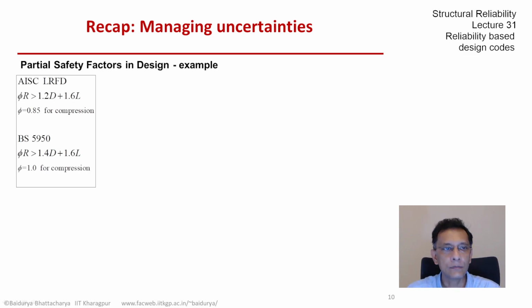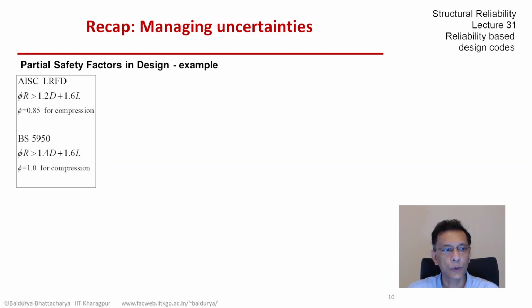We have 3 sets of examples here. This is from the AISC LRFD standard that I mentioned in the previous slide. You see that the factored strength, phi times R, has to be at least as great as the combined load effect of 1.2 times the nominal dead load and 1.6 times the nominal live load. Now, this is just one such equation. There are quite a few of them depending on the failure mode and the load combination in question.